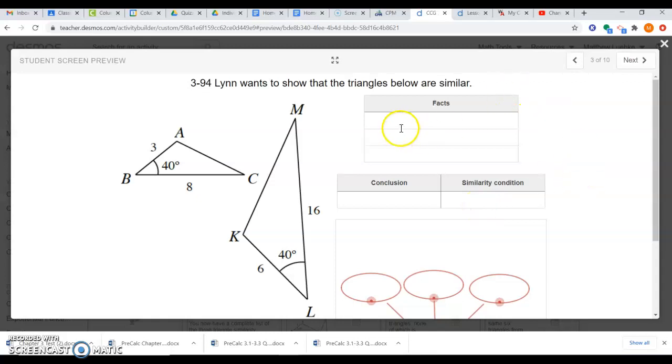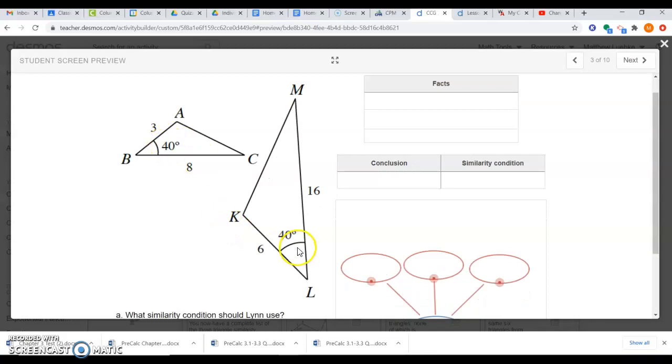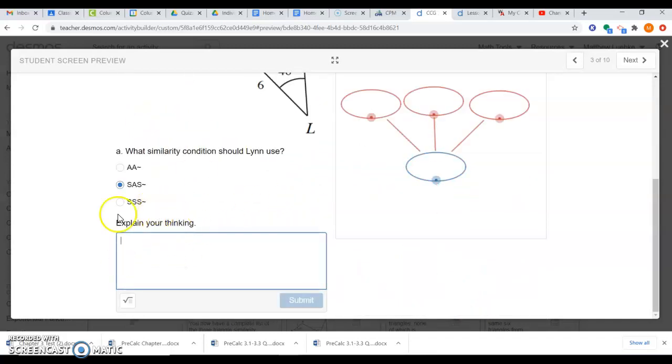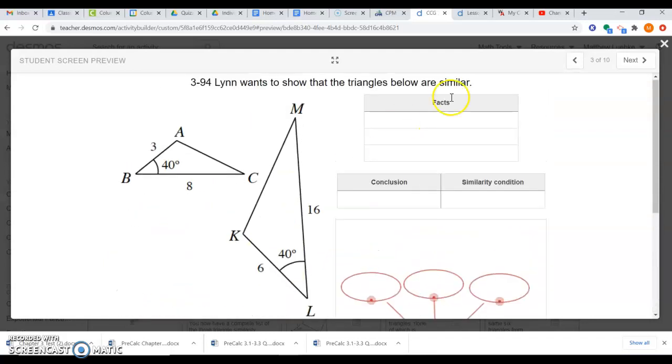conditions, okay? And so again, we're looking at a problem like this here, and I see one pair of congruent angles surrounded by proportional sides. So that's side, angle, side. And so I state that it's side, angle, side, and I explain what I'm thinking there. And then remember what my facts look like, okay?